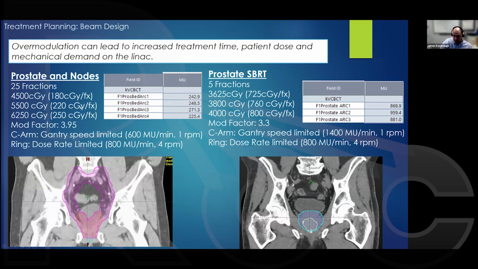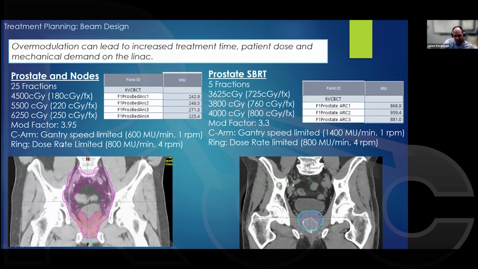Here's where it gets a little bit interesting. If you're using a C-arm gantry, think like a TrueBeam, for instance, this is going to be gantry speed limited. If we're using conventional fractionation and a 6 or 10x energy, your dose rate is 600 MU per minute, with 1 rotation per minute. So your limiting factor there is your gantry speed. It should basically be moving at full gantry rotation, but your dose rate may drop quite a bit, because it does not need the full dose rate to deliver this many MUs in a minute.